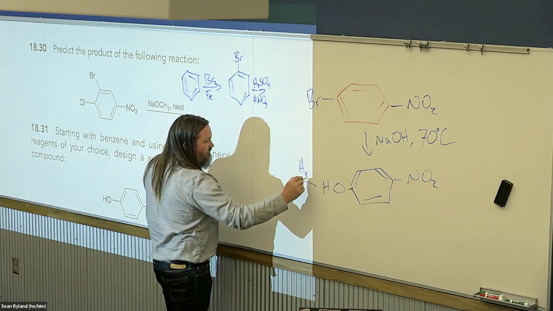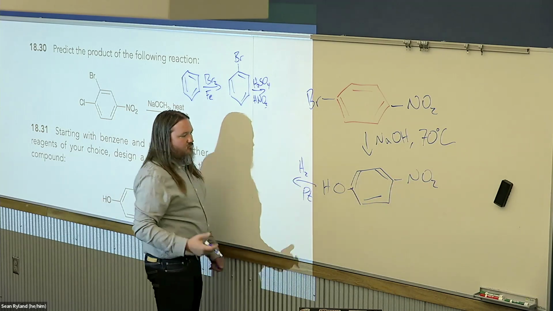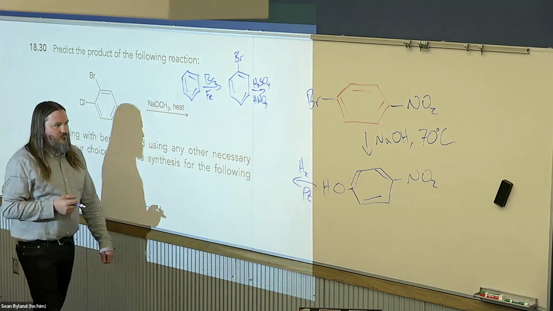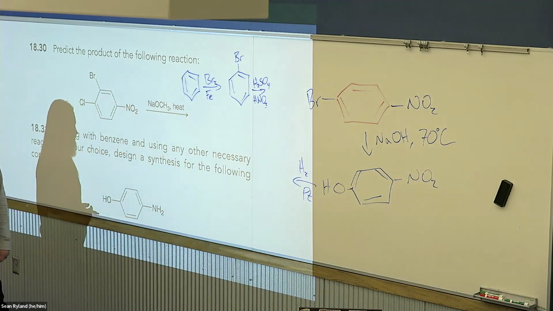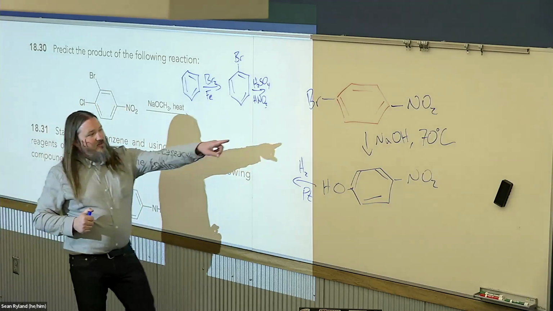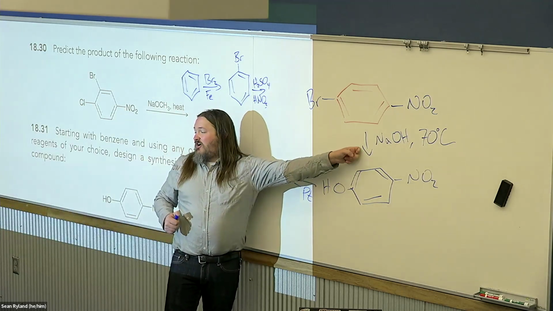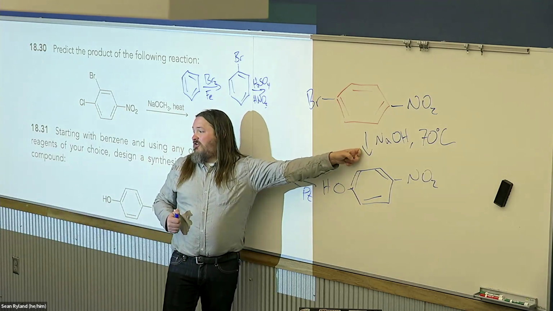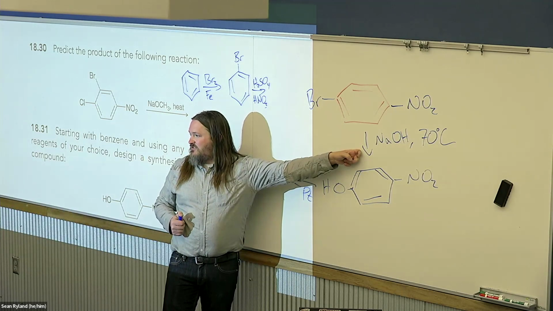Then we can do H2 over platinum or iron shavings. Does that step need to be in acidic solution? Well, if it's hydroxide, it can't be. We need a strong nucleophile, which is going to be basic conditions.